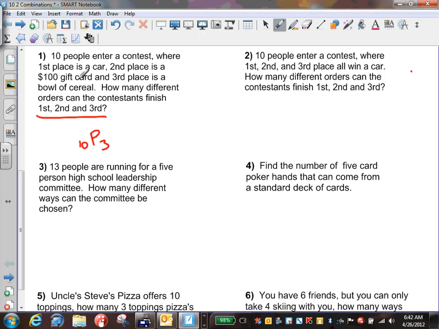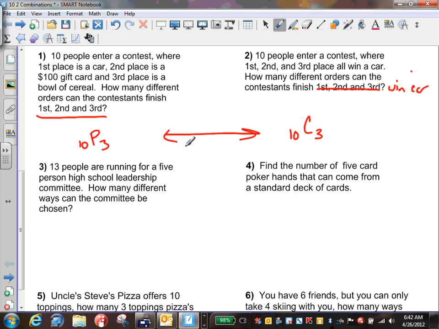Clear difference. Okay. This one, same scenario where first, second, third all win a car. How many different ways can the contestants finish first, second, third? Let's change the wording to say how many different orders can the contestants finish winning a car? So how many different ways can you win a car? Well, it really doesn't matter if you get first, second, or third. So I'm going to say 10 choose 3. Okay, so there's the difference right there.